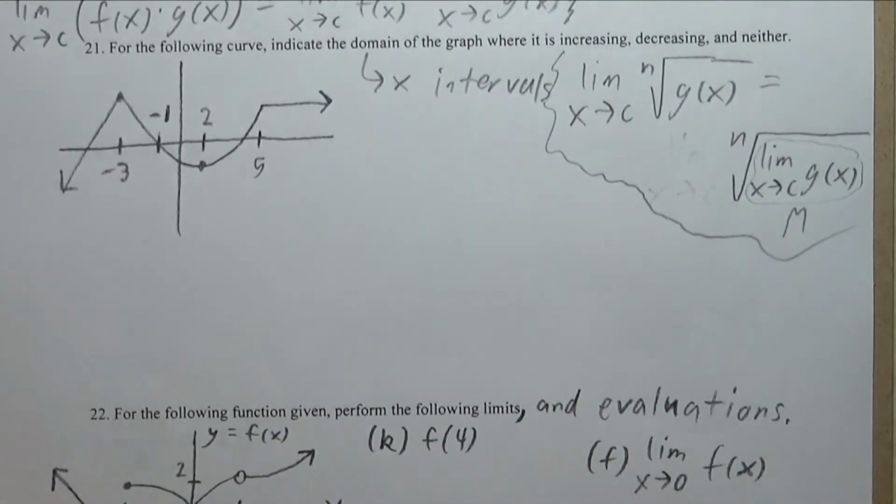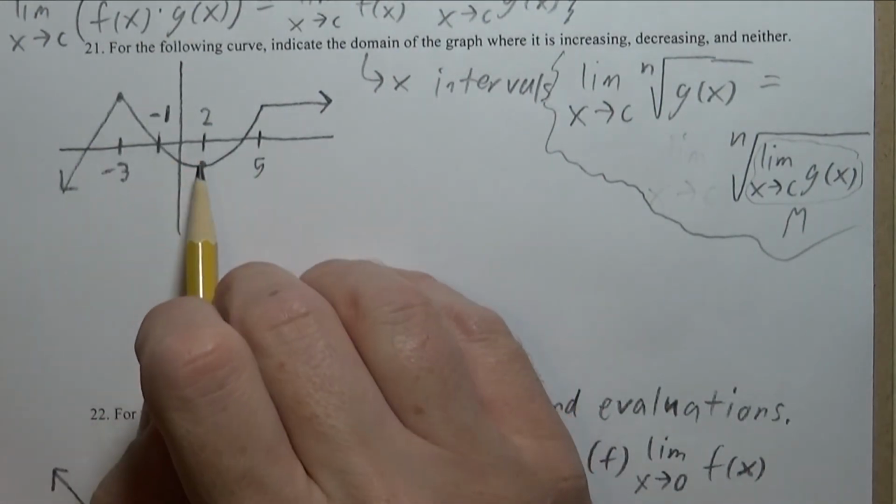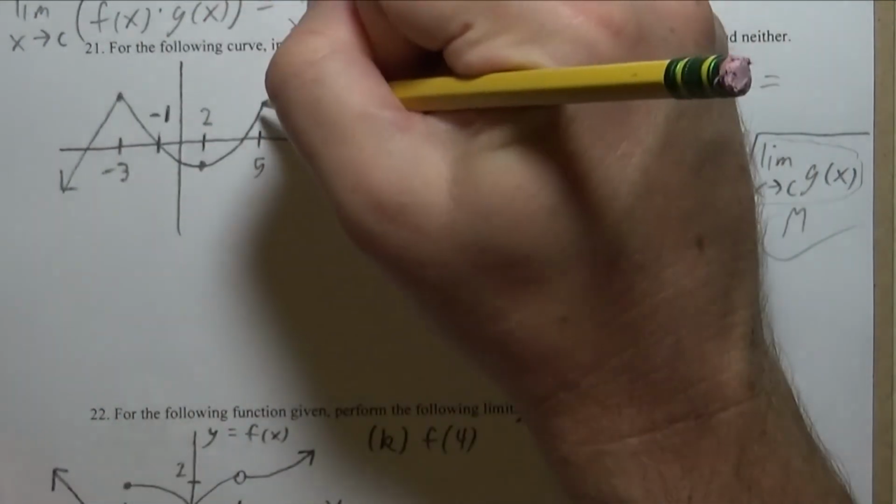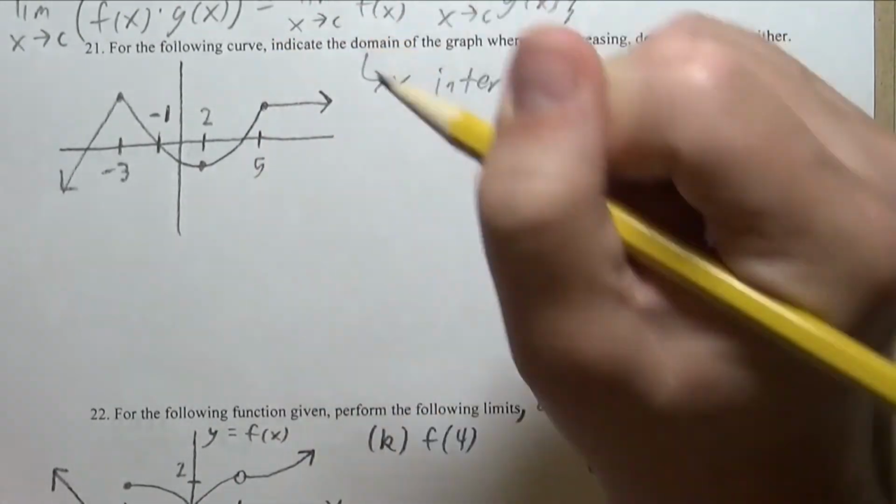The implication here is that the vertex is at x equals 2, where we have a transition from falling to rising. We have a transition here, I don't think that's called a vertex, it could be.